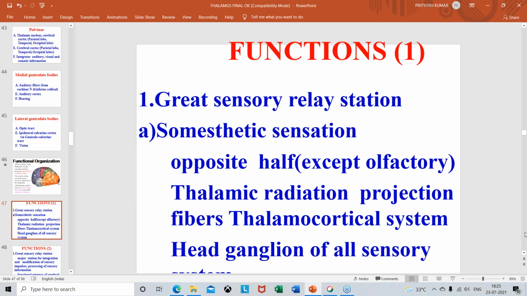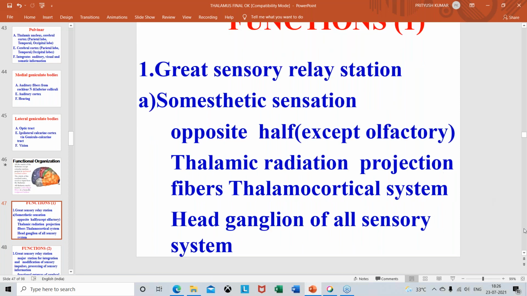So what is the function of the thalamus? It is a great sensory relay. Somatic sensations, the various somatic sensations, come to relay in the thalamus from the opposite half, except the olfactory. There is a thalamic radiation, projecting fibers, a thalamocortical system, and so many sensations relay here. Because of this, it is also referred to as the head ganglion of all the sensory systems.